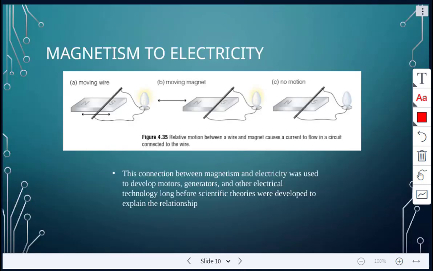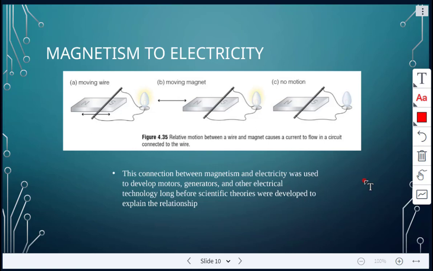All right, so magnetism to electricity. You either have to have a moving wire or a moving magnet to produce the electricity. So here the light bulb is on. When there's no motion, the light bulb is off. When there is a relative motion between the wire and a magnet, there will be a current which will flow in a circuit connected to the wire.